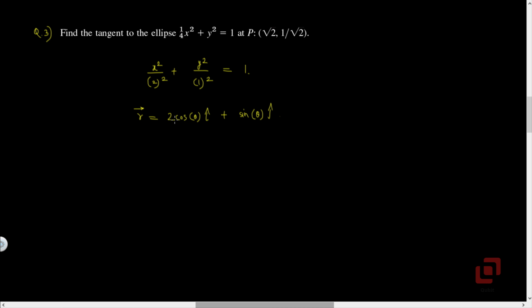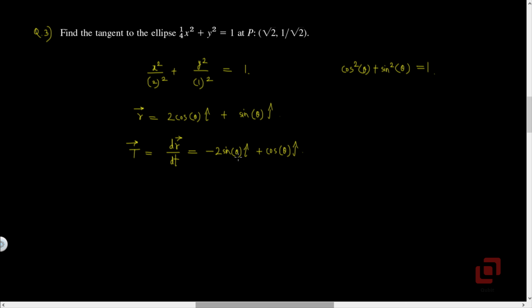Now how to obtain 2 cos θ and sin θ? We simply replace cos² θ by x²/4 and sin² θ by y²/1, which gives us 2 cos θ and sin θ as x and y respectively. The direction of the tangent vector t bar will now be dr bar by dt, which is −2 sin θ i cap + cos θ j cap.